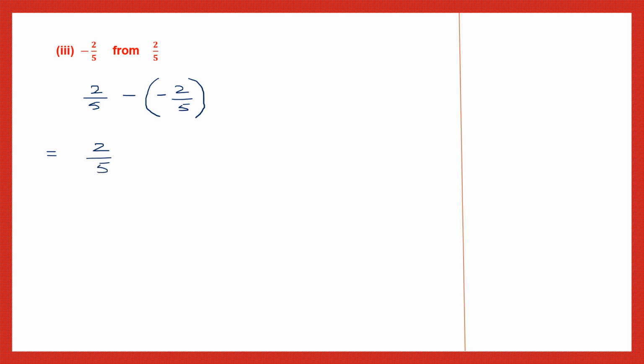Now before you open the bracket, see what is before the bracket. So the sign before the bracket is minus. So this will change to plus. So now this becomes plus 2 by 5. Here again we can see that they are like fractions because denominators are the same. So we write the same denominator and we just have to add the two numerators. 2 plus 2 is 4, 4 by 5. So our answer to this question is 4 by 5.